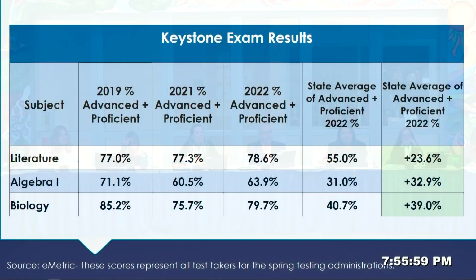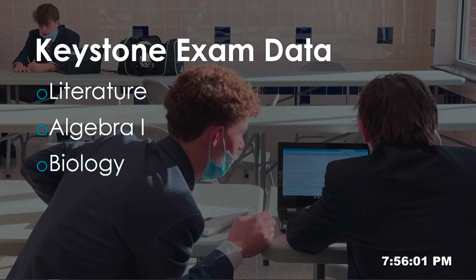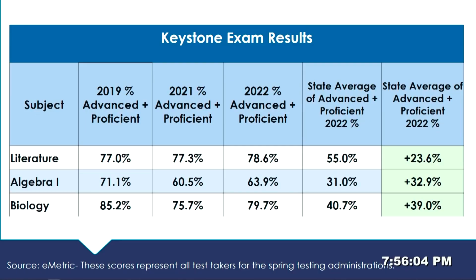The next section is the Keystone exam data, and we're going to talk about Literature, Algebra 1 and Biology. Just for clarity's sake, these scores represent all the test takers that took the spring administration. Sometimes there are numbers that are banked in Future Ready, and sometimes students retake them in the winter. So this is representative of all the scores from the 2019, 2021, or 2022 spring administration, because looking at different data sources means different things. I just wanted to be clear on where these numbers came from.